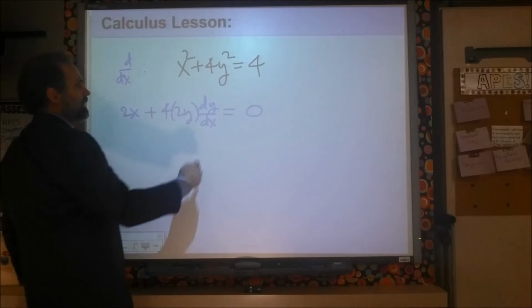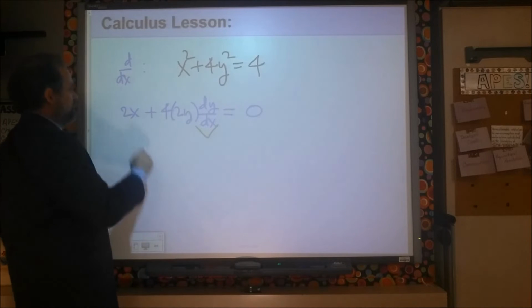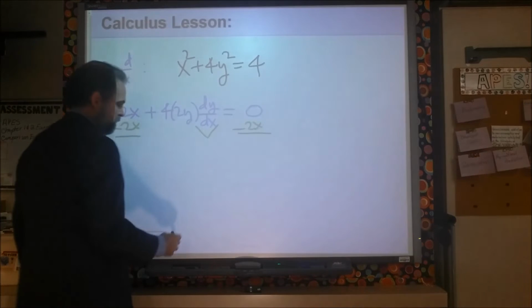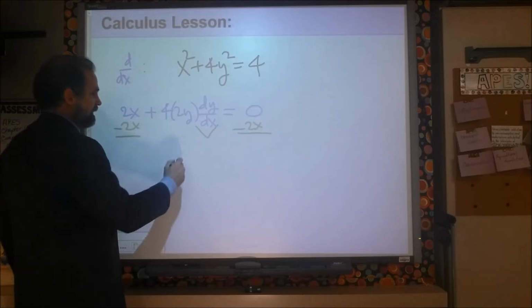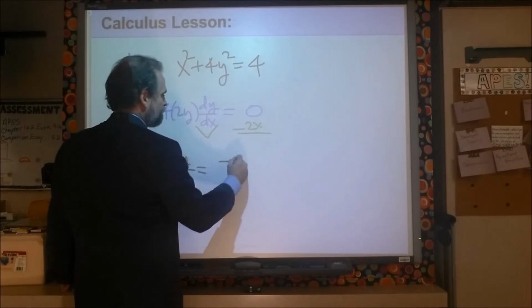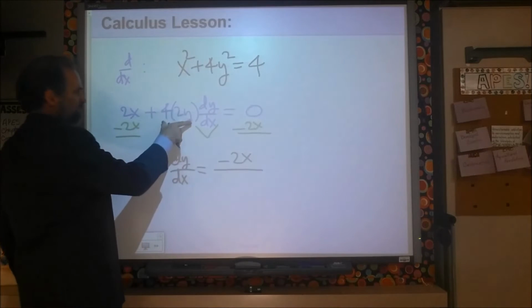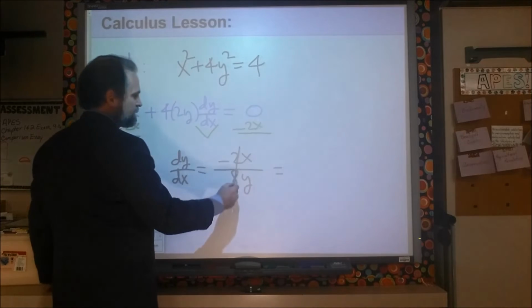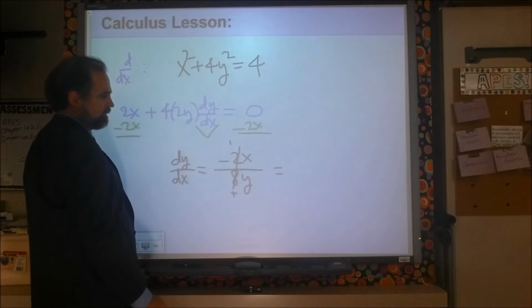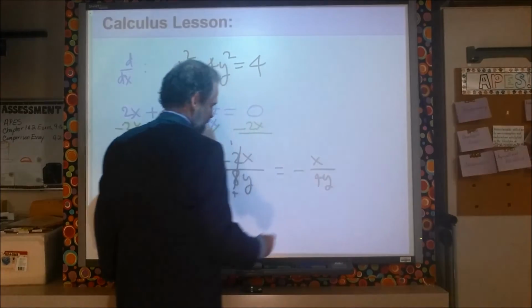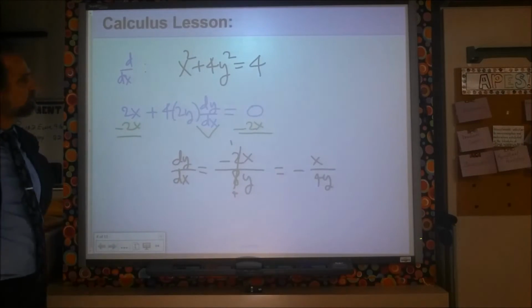Which one has a dy dx in it? This one does, and this one does not. So, what am I going to have? I'm going to have in the end dy dx equals this thing I moved over divided by this thing I'm going to divide off of both sides, which is 8y, which simplifies down to 1/4, right? So it's negative x over 4y. Okay?